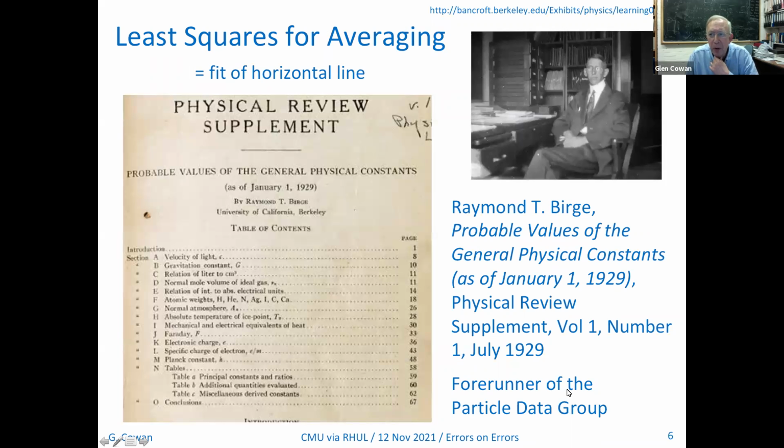So one of the important applications for this type of procedure is when you're just using the method of least squares to try to average different measurements of the same fundamental quantities. And this is something that we have a long tradition of in particle physics. And at least in the modern era, I think it starts with this paper here by Raymond Birge in 1929, where he published this compendium of average values of what at the time were the fundamental constants of nature, like the speed of light and Newton's gravitational constant and so forth. So this paper is the forerunner of what became the Particle Data Group, which is this group still based in Berkeley that coordinates averages of different measurements.